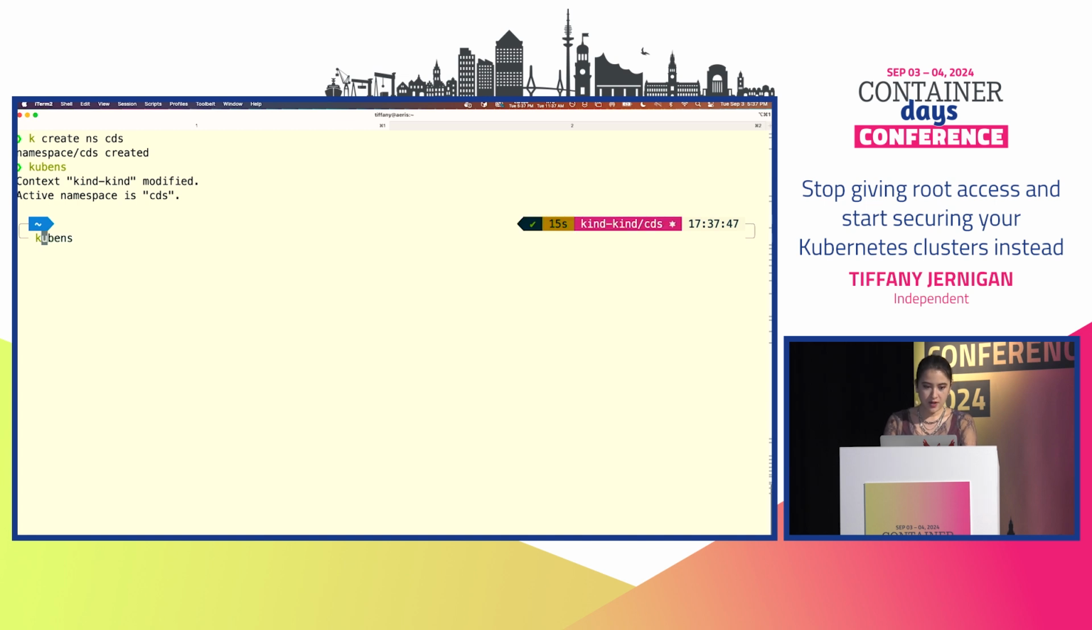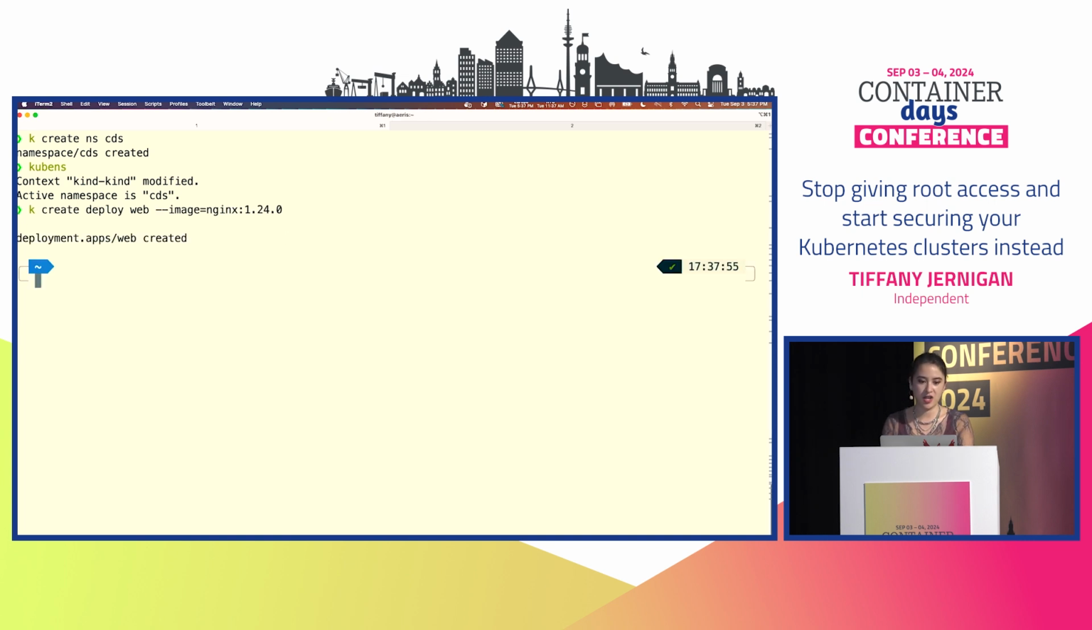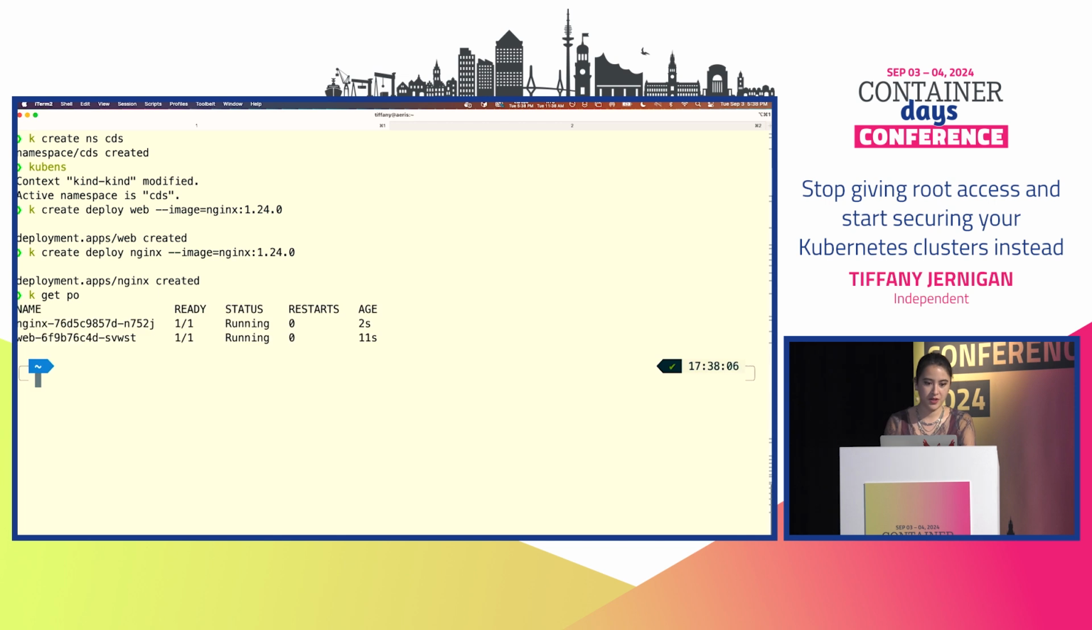Okay, so next I'm just going to create some deployments. I'm just using a specific Nginx image, that way it's already inside of my cluster, so that I don't have to wait for it. All right. So if I do get pods, I can see that they're already up and running. Okay, so I just have those two running.